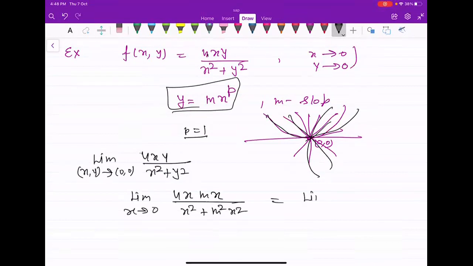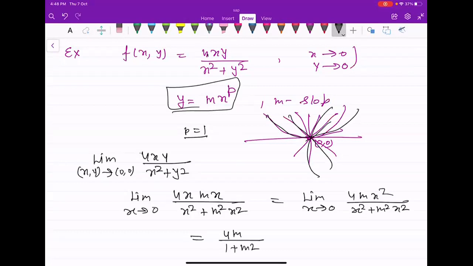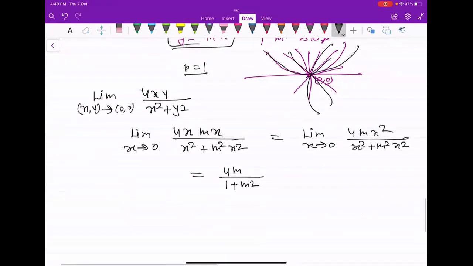Limit x tending to 0 of 4m x square upon x square plus m square x square. What is coming out here? x square is getting cancelled after taking it common. It is coming out to be 4m upon 1 plus m square. So the limit is coming out to be 4m upon 1 plus m square.